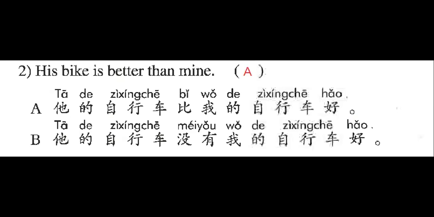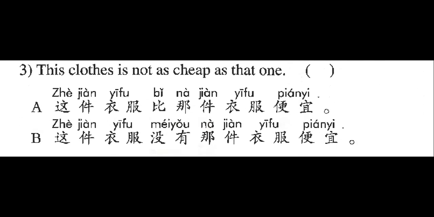We continue with number 3. This clothes is incorrect English, these clothes are not as cheap as that one, okay? This piece of clothes is not as cheap as that one. 这件衣服比那件衣服便宜 or 这件衣服没有那件衣服便宜. We have two options. 没有. The important thing is that we are using a negative, is not as cheap, okay? So 这件衣服没有, here's the negative, okay? So in this respect B.